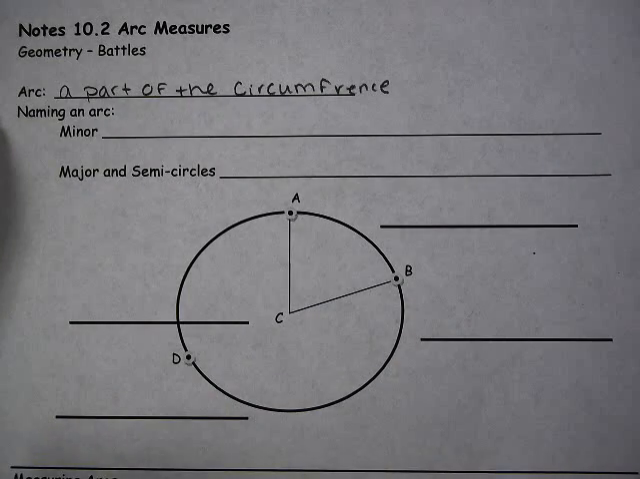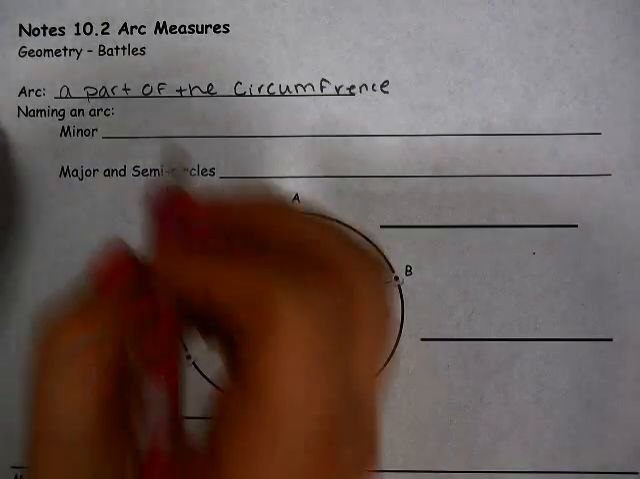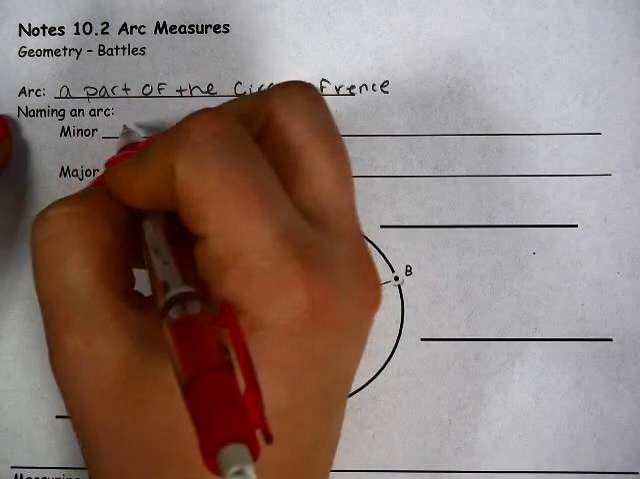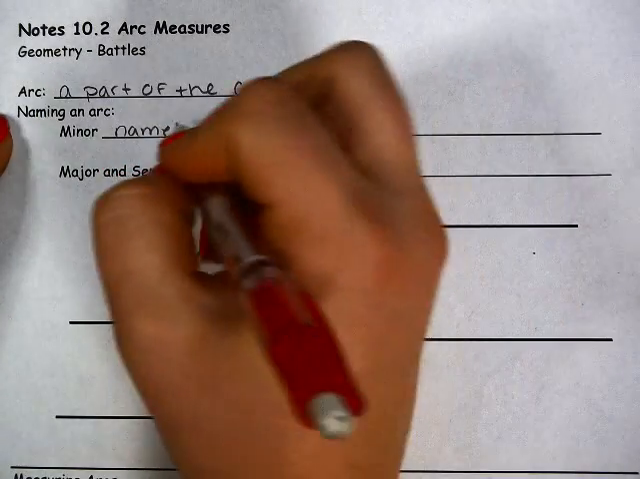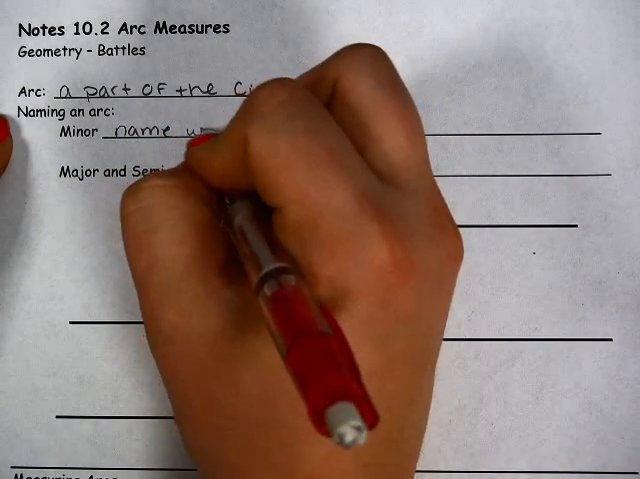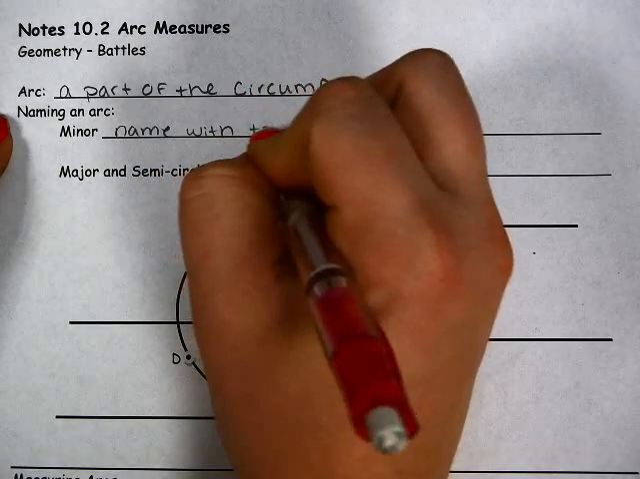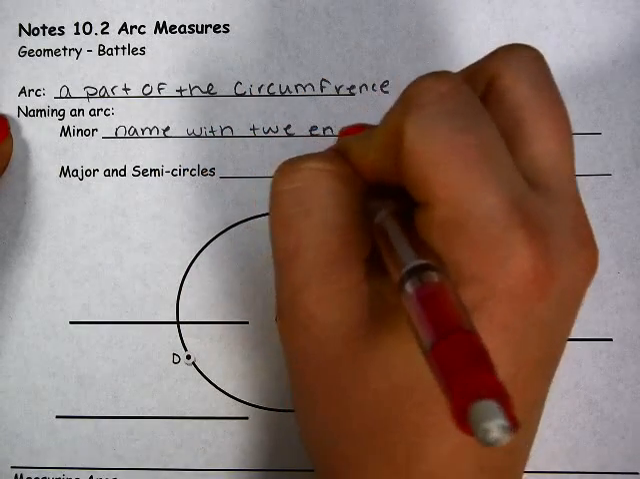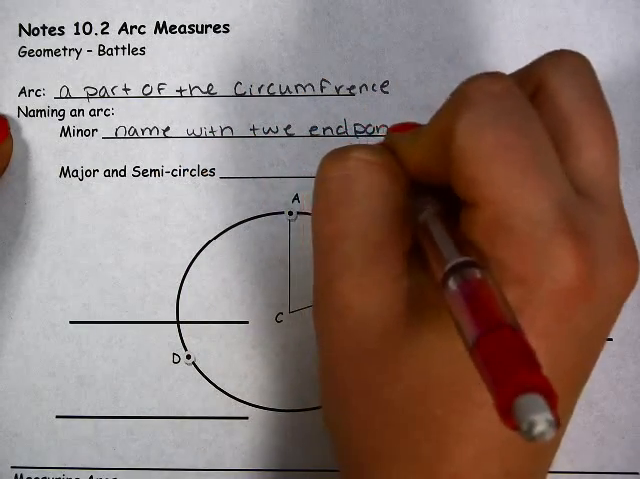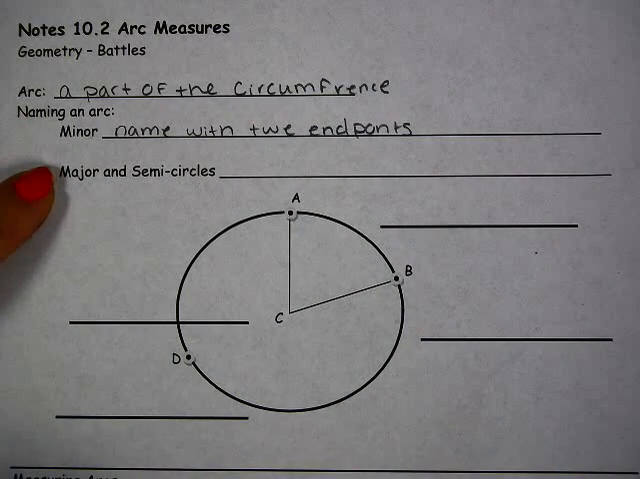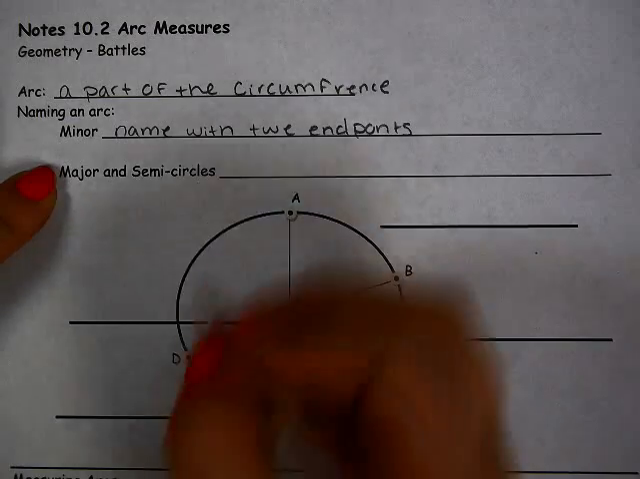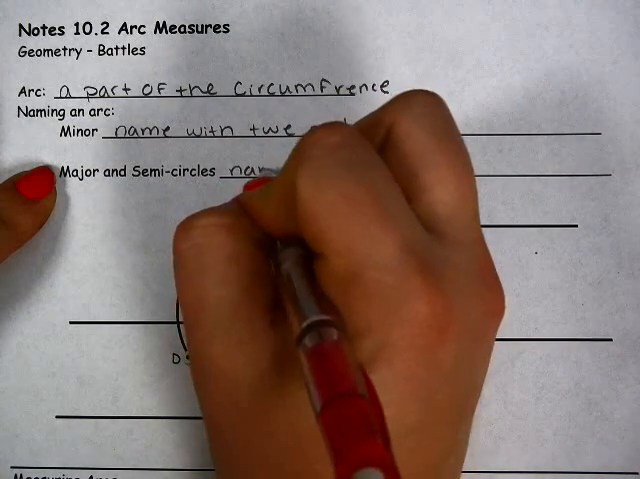So a minor arc has two endpoints right here. This is how you name it. You name a minor arc with two endpoints. And then for a major or semicircle arc, you name it with three.